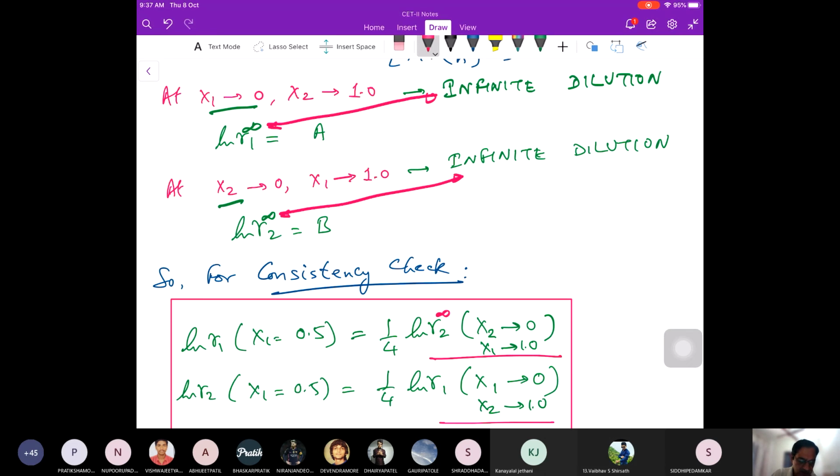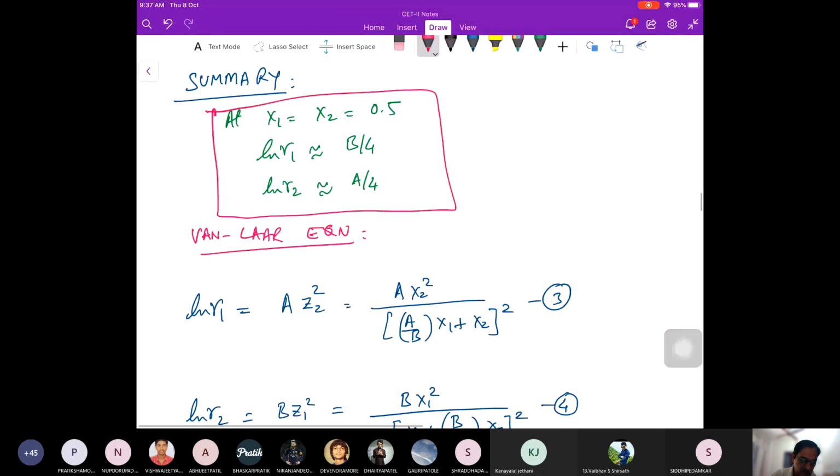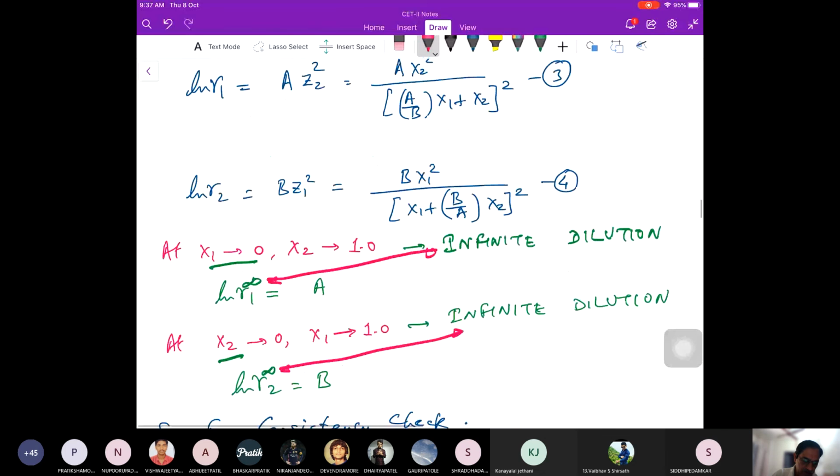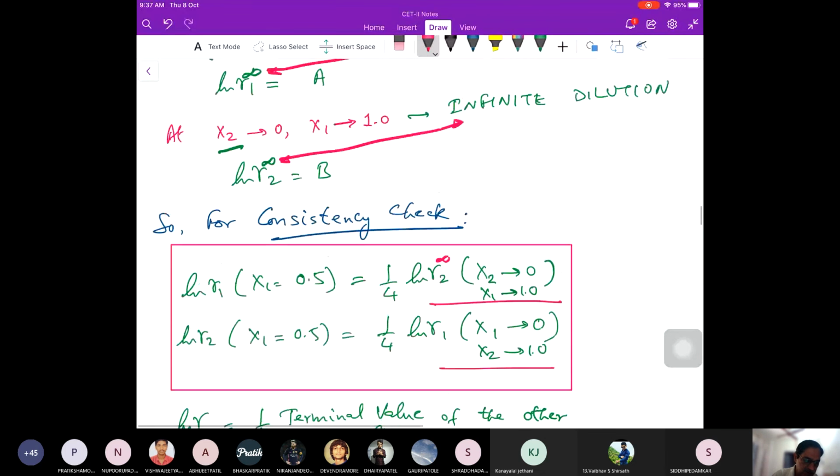Yes, sir. Similarly, we can look at ln gamma 2 at x1 equal to 0.5. We have seen that ln gamma 2 at x1 equal to 0.5 is a by 4, right? So if you put it here, 1 by 4 a, where a is nothing but ln gamma 1 infinity. That means x1 tending to 0, that's why it is infinite dilution.